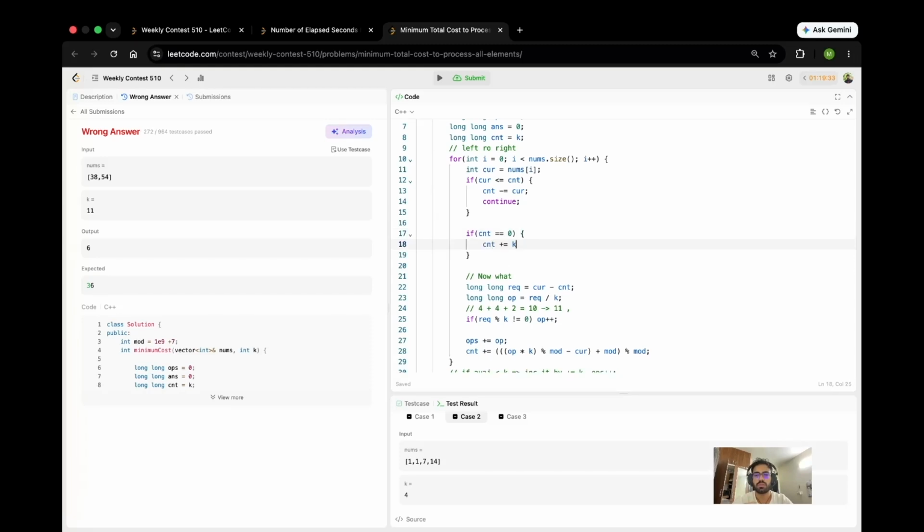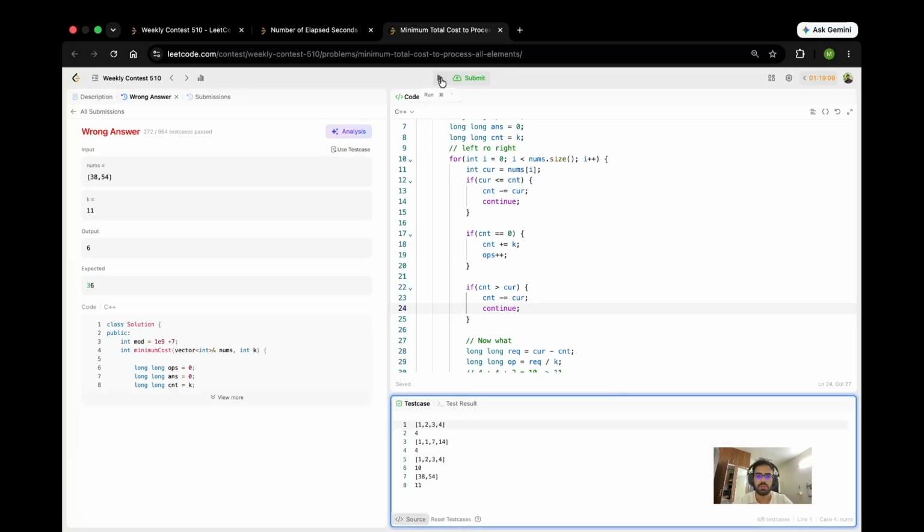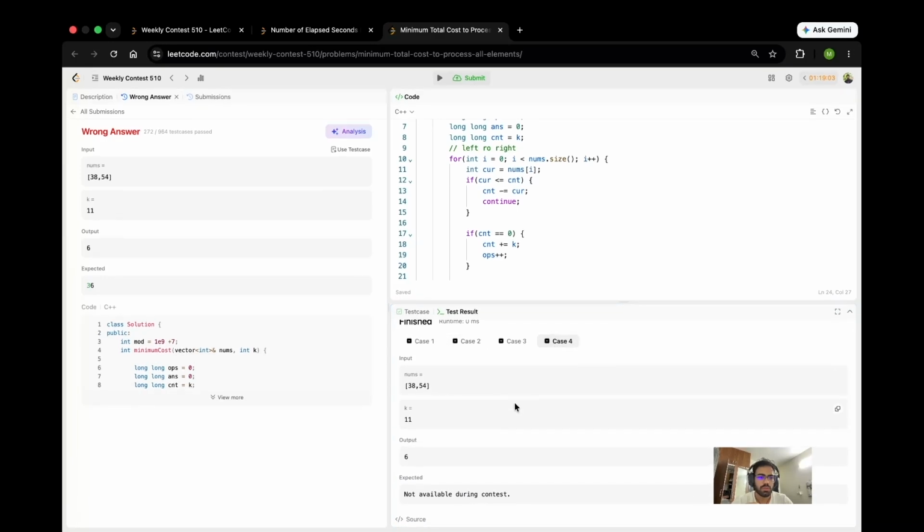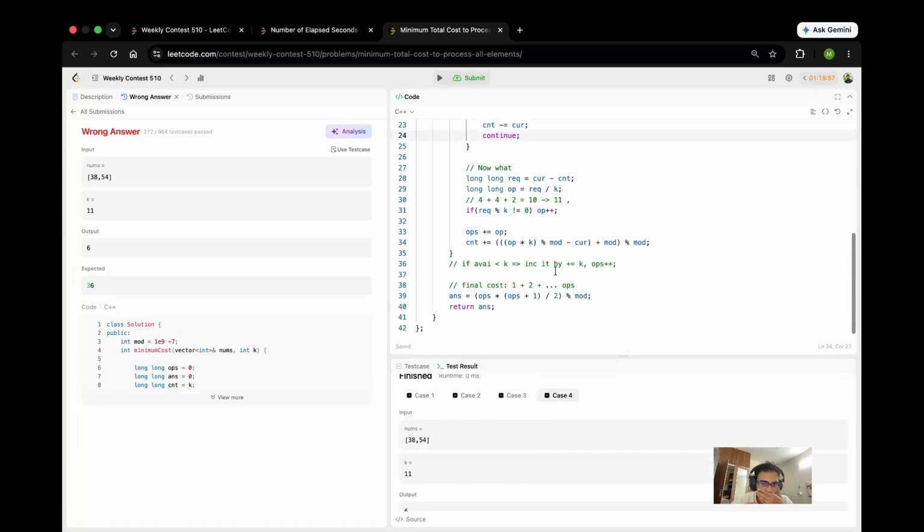Then count plus equals k. I increase operations plus plus if count is greater than 1. Current count minus, same condition. So for this test case it should give us output 6, expected 36. Where are we wrong?